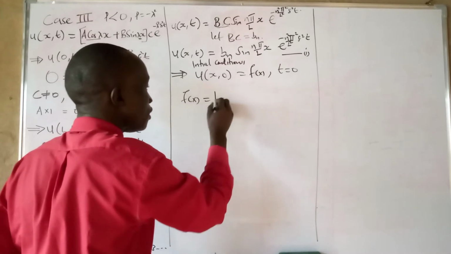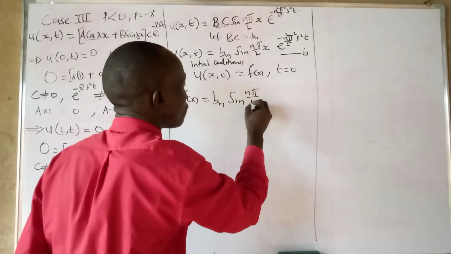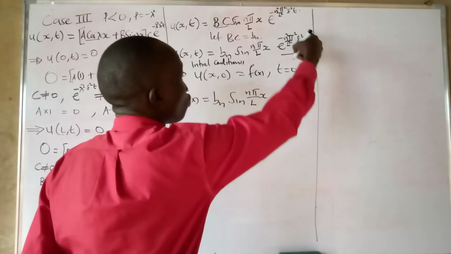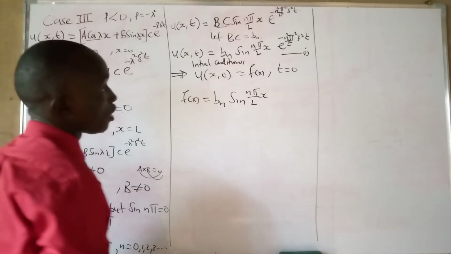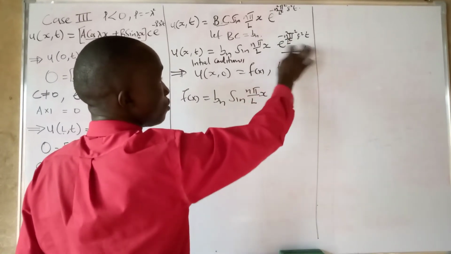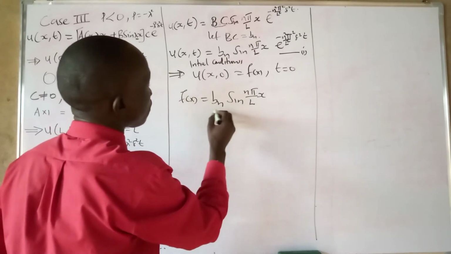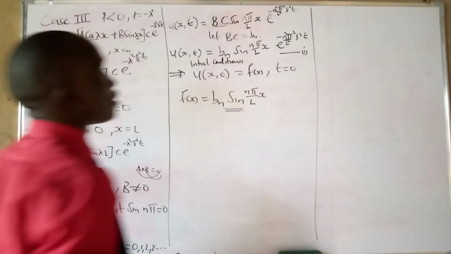So wherever there's t, I'll put a 0. When you put 0 where there's t, you find that the whole exponential will be equal to 1 and will be eliminated. So our function is the same as that. That's very important.